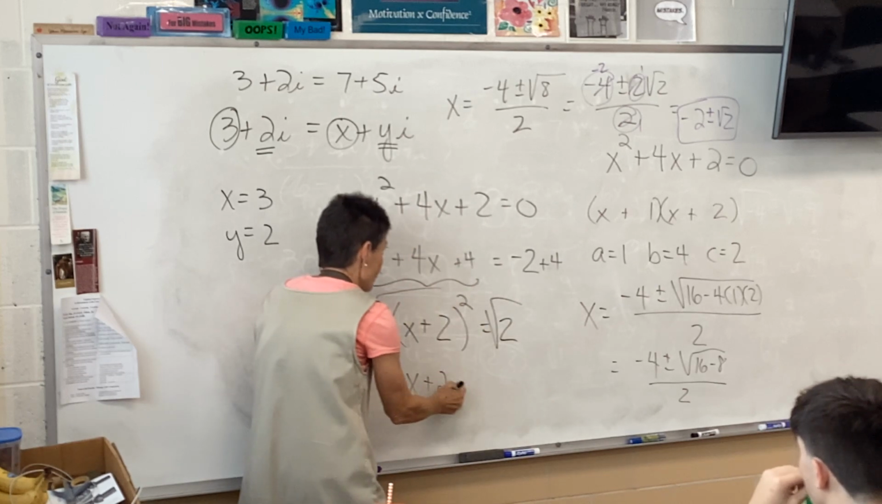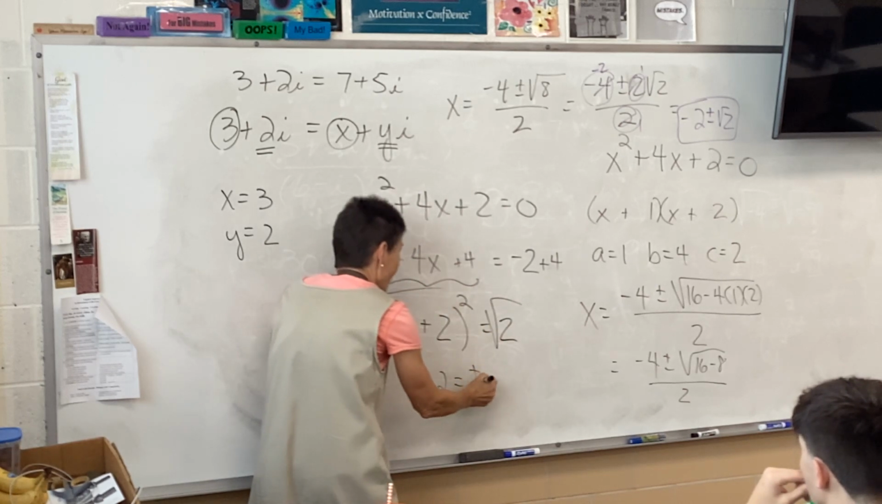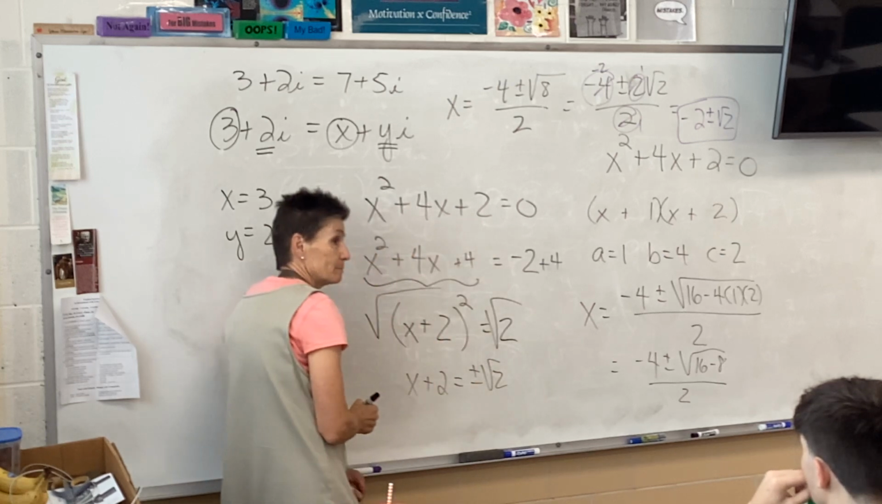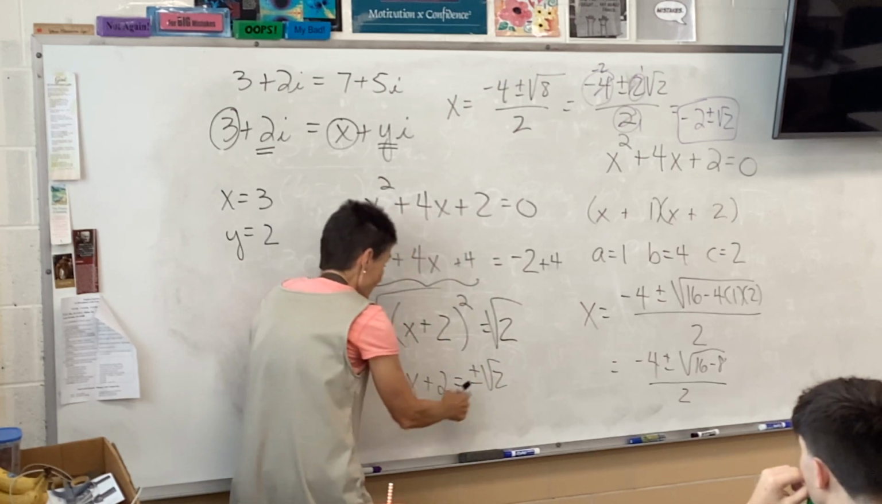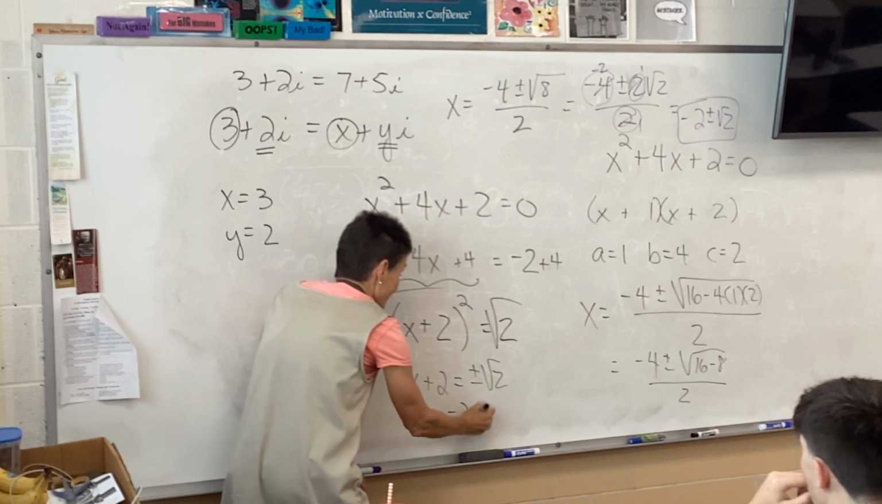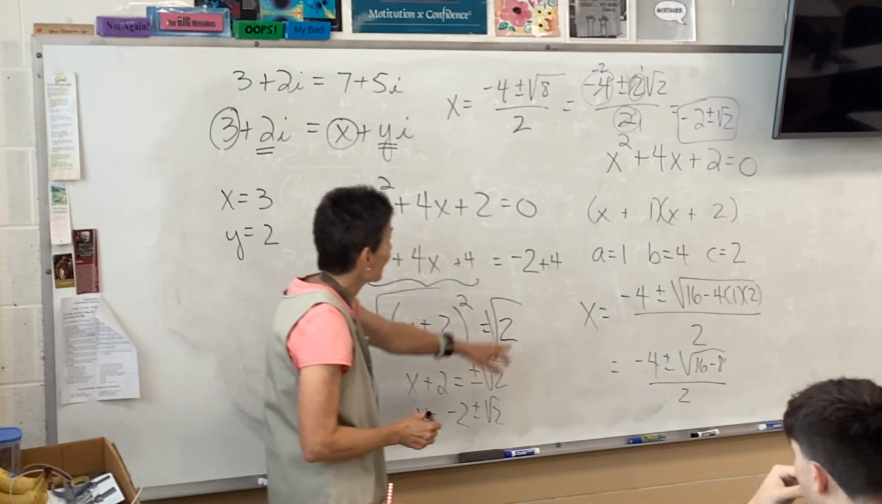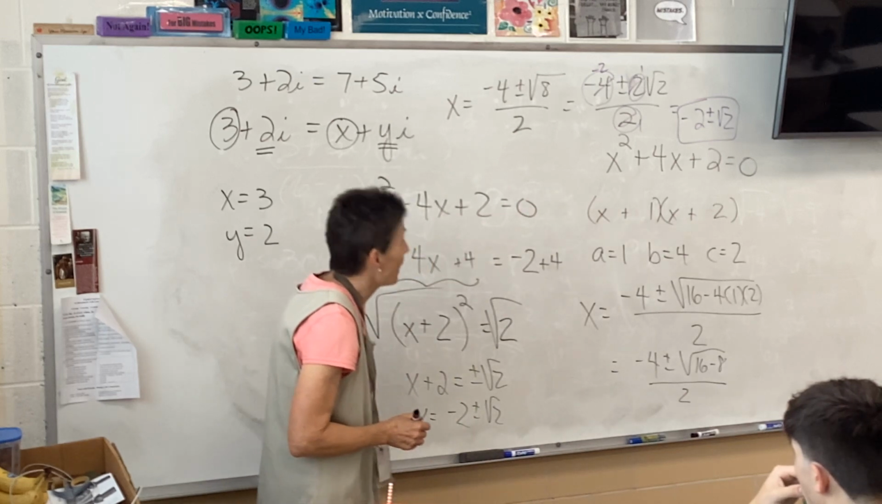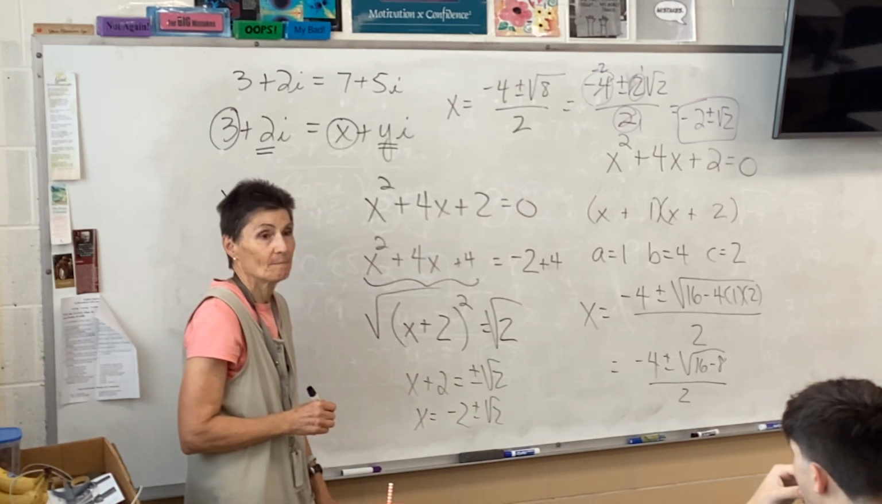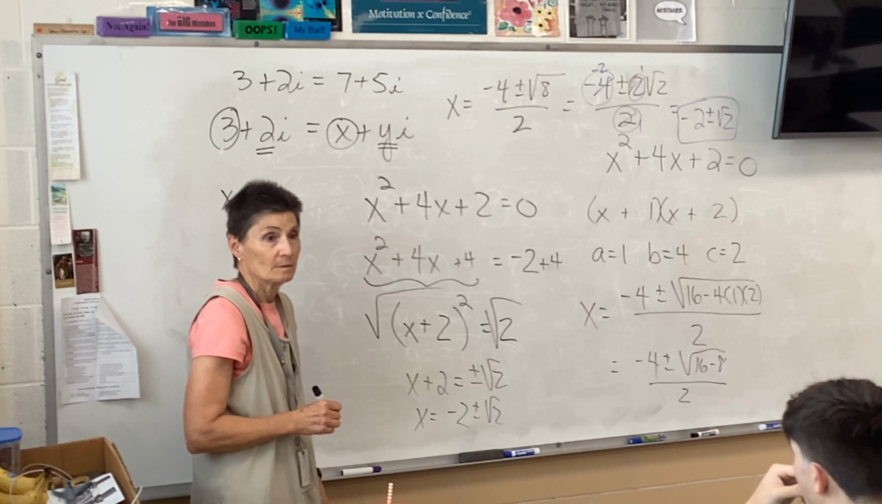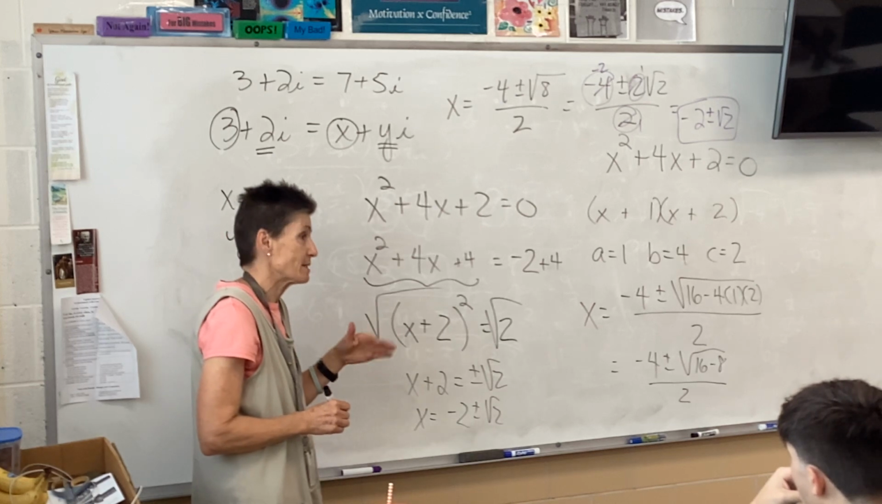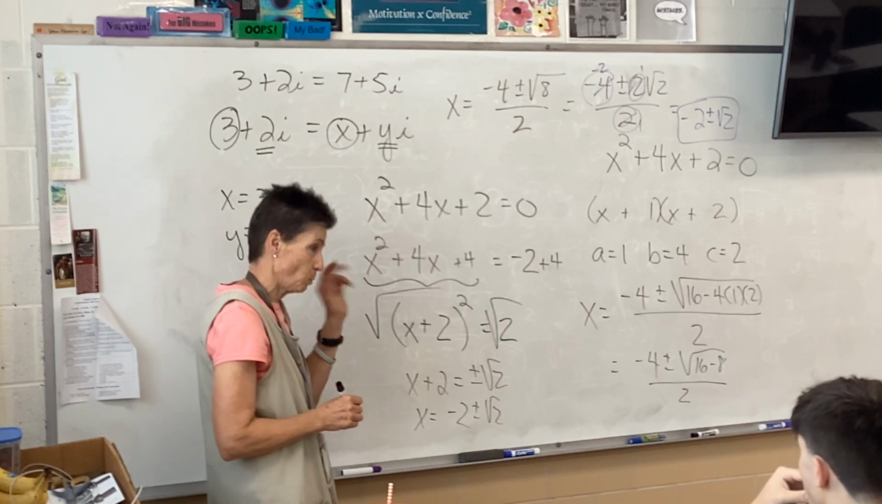So x plus 2 equals plus or minus root 2. Look what happens when I move that 2 over. Do I get negative 2 plus or minus root 2? Which is exactly what I got with the formula. And you don't have to do it both ways, guys. I did it both ways, one way is good.